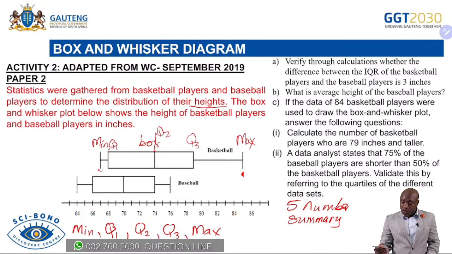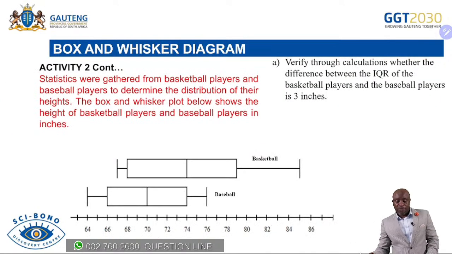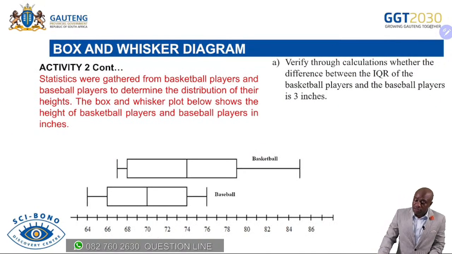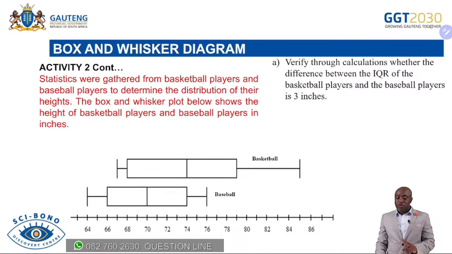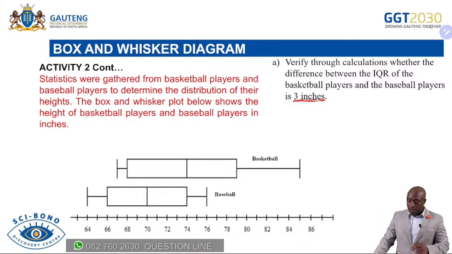So I want us to answer the first question there. The first question that we have is: verify through calculations whether the difference between the IQR of the basketball players and the baseball players is 3 inches. These players are in America, so that's why we have inches there. Never mind the units there. We don't use inches. We use meters and centimeters and the like. They are using the imperial units. We use the metric units.